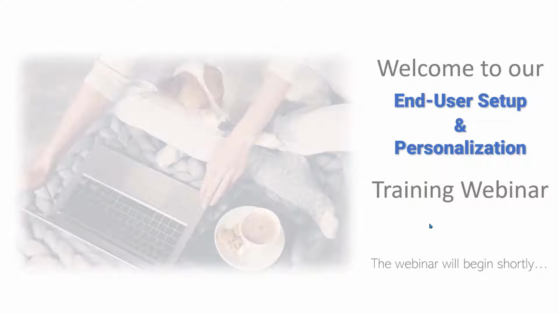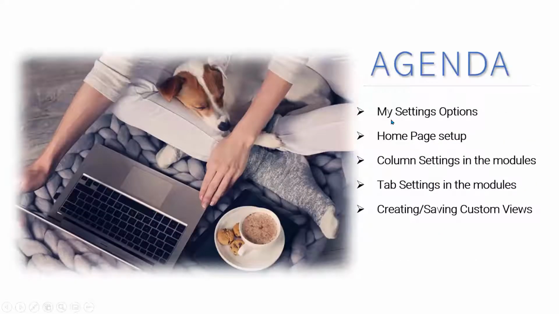So that's our concentration today. The topics we'll cover: we're going to look at the My Settings options. When you go to the Settings menu, you will see a My Settings group. Inside that My Settings group, there are different options that you have control over and can set that help personalize things for you. We will also talk about the home page.